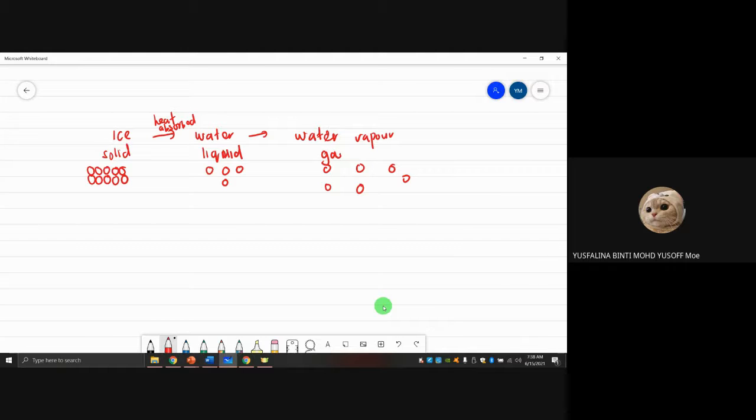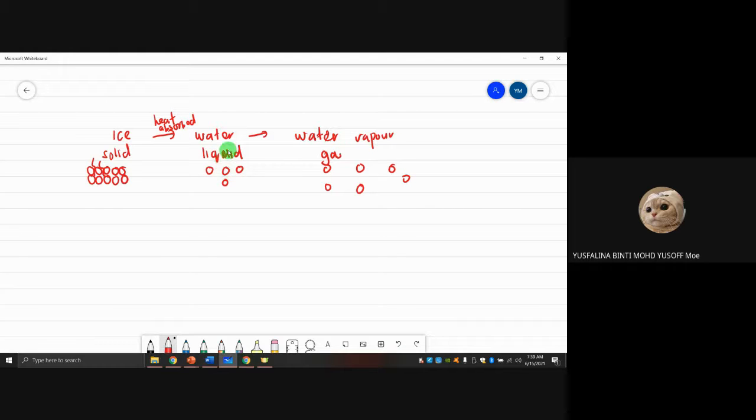Okay, so that one is actually to break the molecule bond, so it can move freely. So the heat is used to break the molecule bond because solid is actually very close. So if you want to change to liquid, to move freely, it needs to break the molecule bond. So the heat is absorbed to break the molecule bond here, so it can move freely like in liquid.